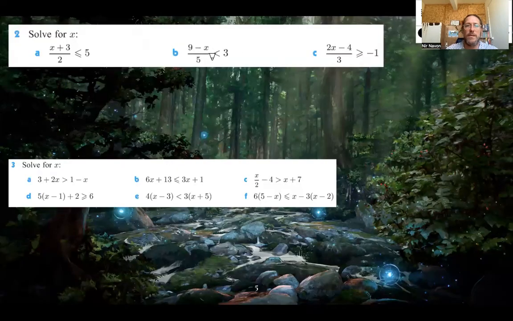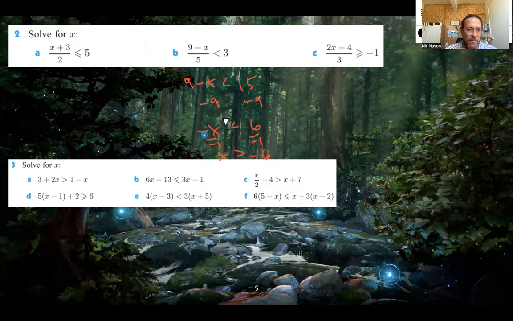Continue. Let's see. Okay, multiplying by 5 both sides. 9 minus x less than 15. Subtracting 9, minus x less than 6. Dividing by minus 1, x is now more than, the sign has changed, minus 6, because 6 divided by minus 1 is minus 6.